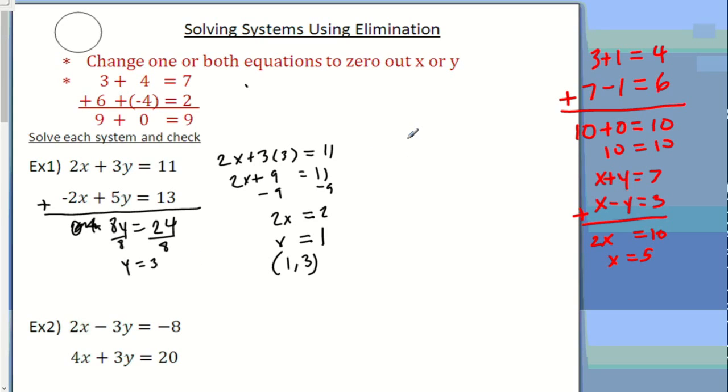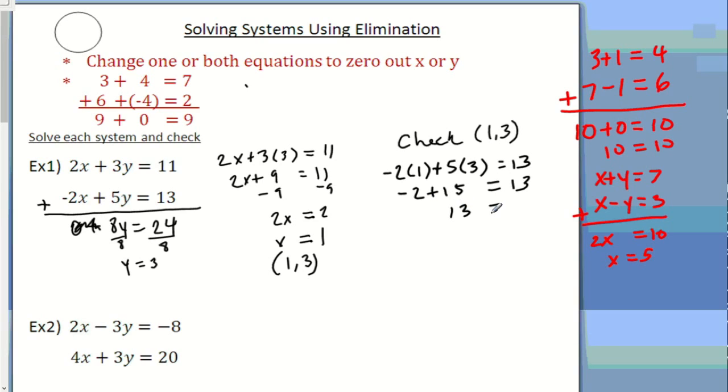Okay? Then all I have to do is check it. Now, I just substituted into the 2x plus 3y equals 11, so I need to check it with the other one. So I need to check (1, 3). And I would just plug in the numbers. So negative 2 times 1 plus 5 times 3 should equal 13. All right? So that's negative 2 plus 15. Does that equal 13? Negative 2 plus 15 is 13. It does equal 13. It works. And that means that's my answer right here.